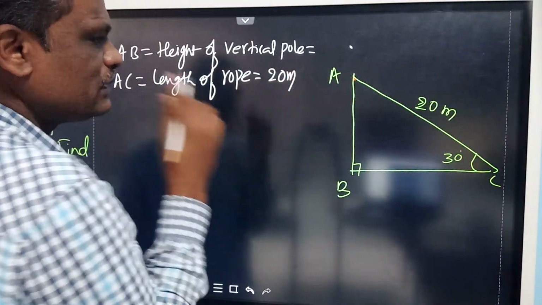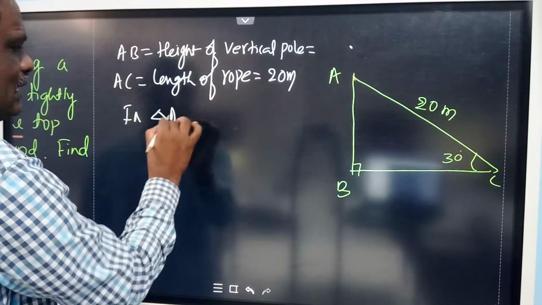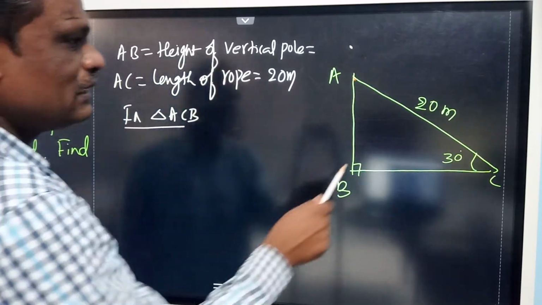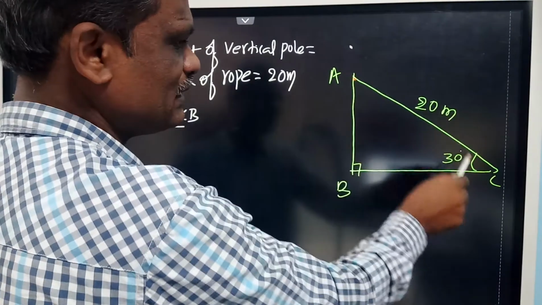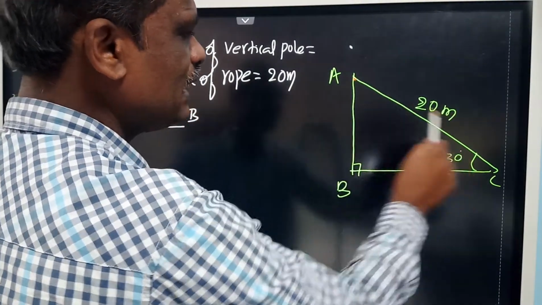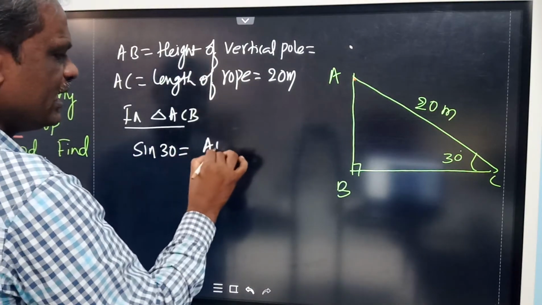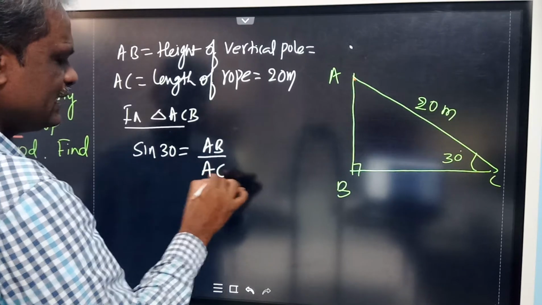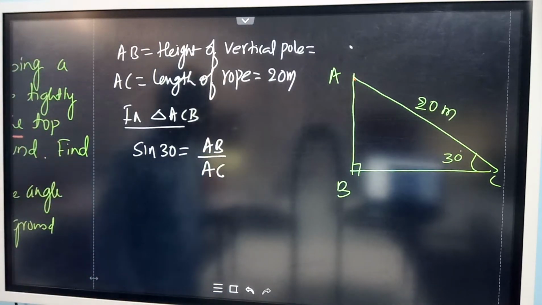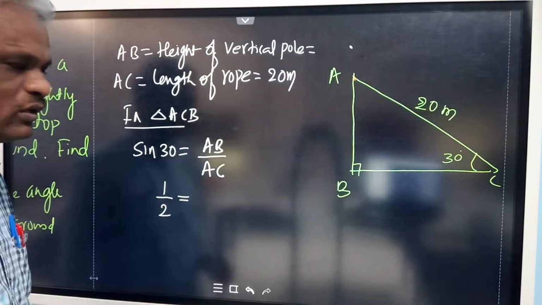So you can use the trigonometric ratios here in triangle ACB. Apply the trigonometric ratio related to this side and this angle. To this angle, this is the opposite side and this is the hypotenuse. So sine 30 degrees is opposite side AB over hypotenuse AC. What is sine 30? 1 by 2.